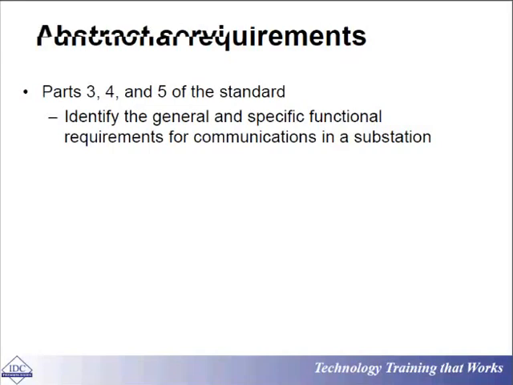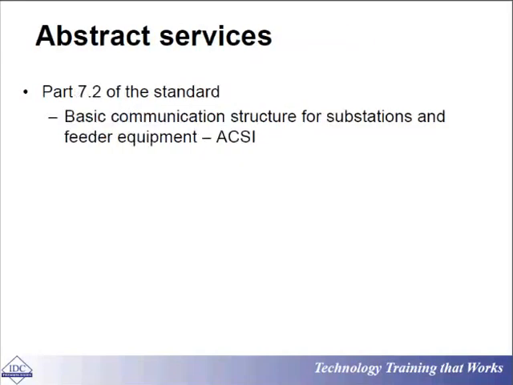If it goes, for example, into abstract services, you are going to identify what kind of services. So remember, we have got objects and we have got services. Objects are connected together by means of different services, and you need to have an abstract of those services. That is the subject of part 7.2.